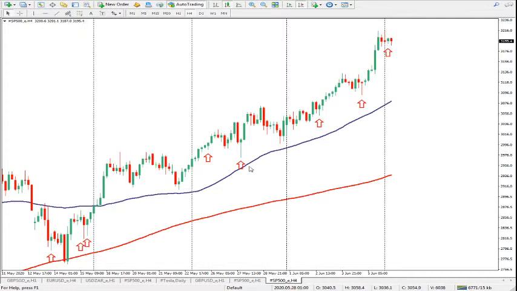So if you see a candle like that, you're supposed to pick a buy position, expect price to continue to the upper side.